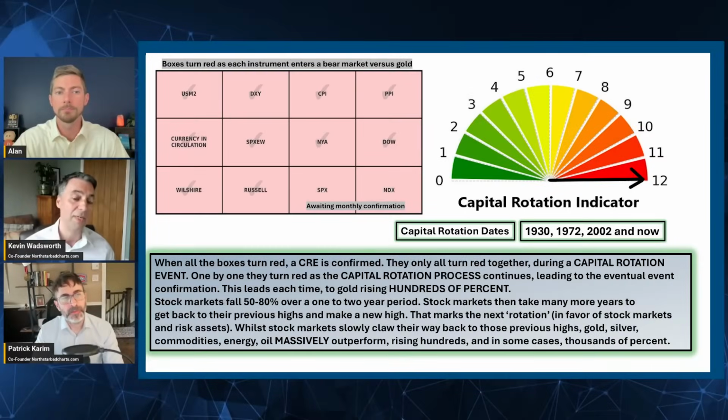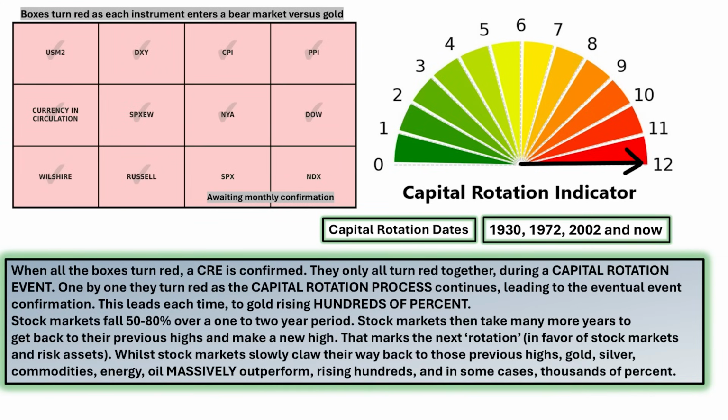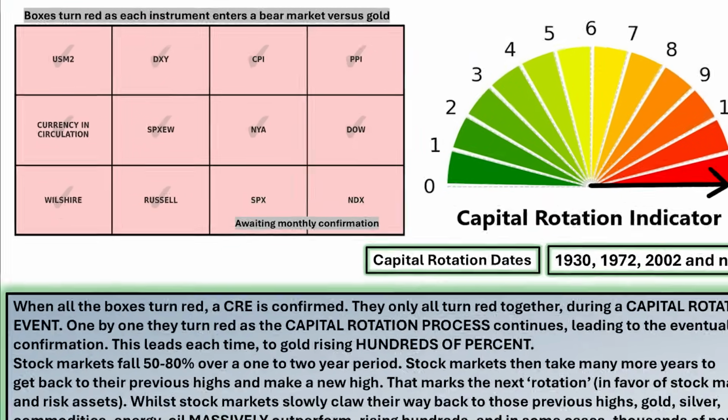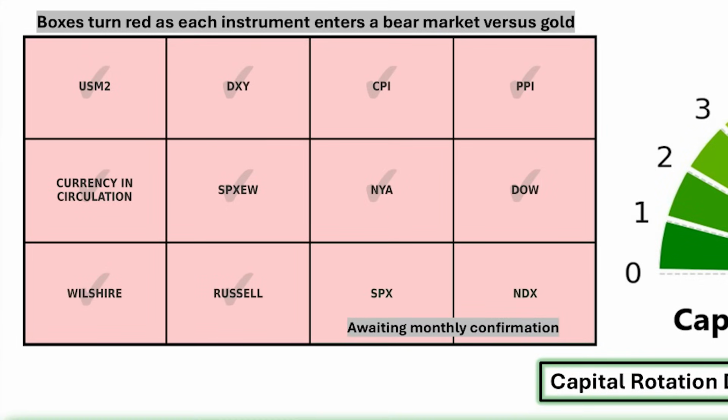This is the capital rotation indicator. You'll see a sort of matrix in the top left-hand corner there. And what's in those red boxes is US money supply, which is in a bear market versus gold. DXY is in a bear market versus gold.